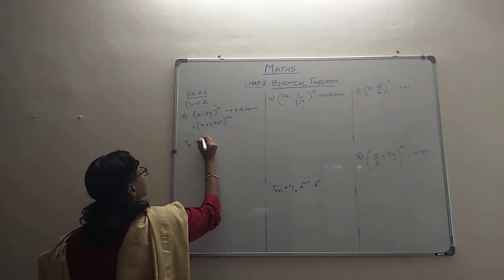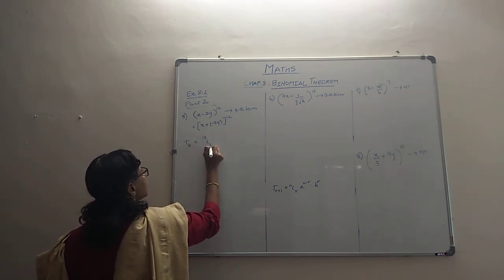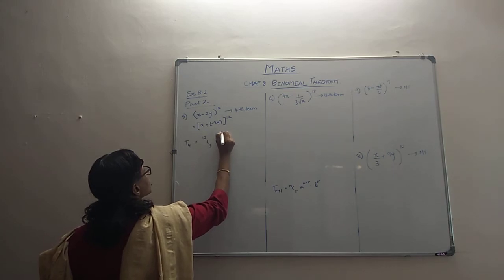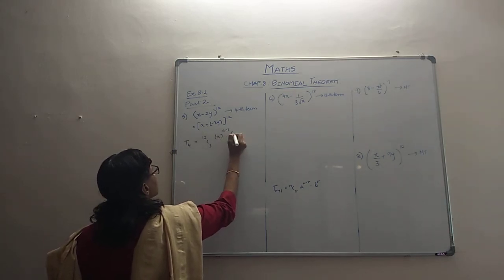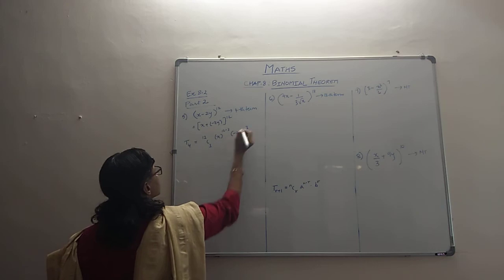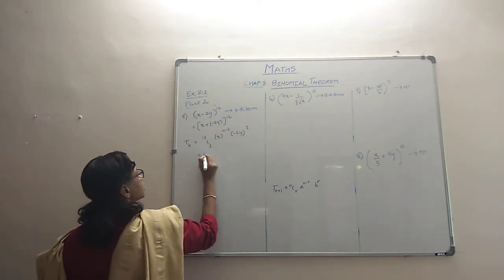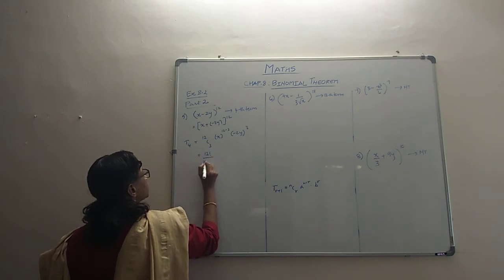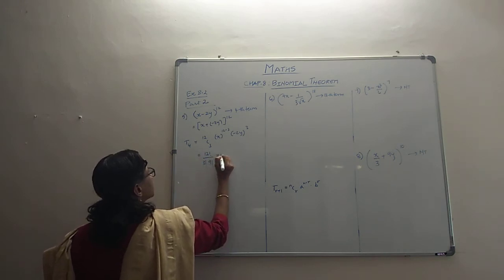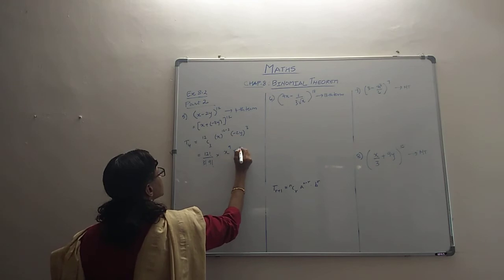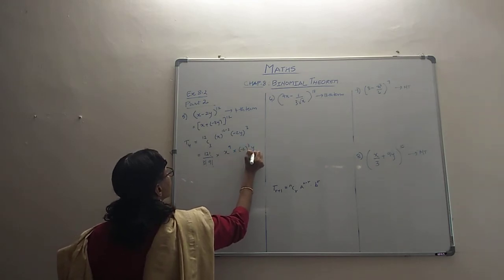By formula it will be 12C3, and the first term x raised to 12 minus 3, and minus 2y raised to 3. That's it. That's our term. Now you have to simplify and get the answer. 12C3 by formula is 12 factorial by 3 factorial into 9 factorial, and this is x raised to 9 and this is minus 2 raised to 3 and y raised to 3.